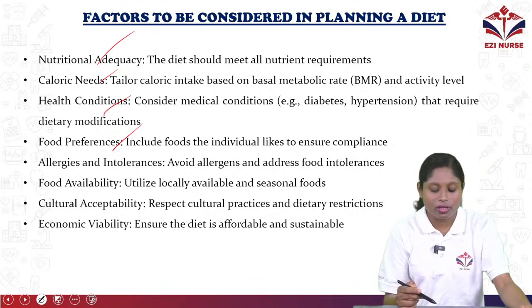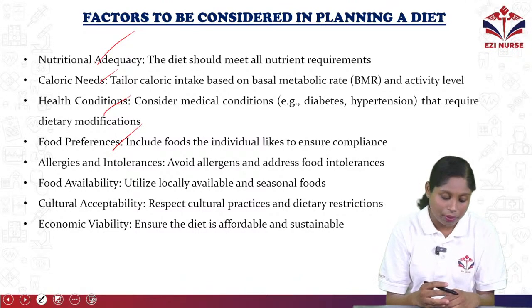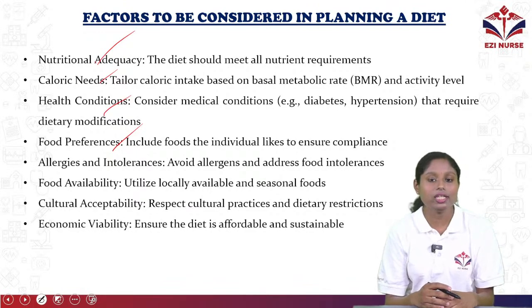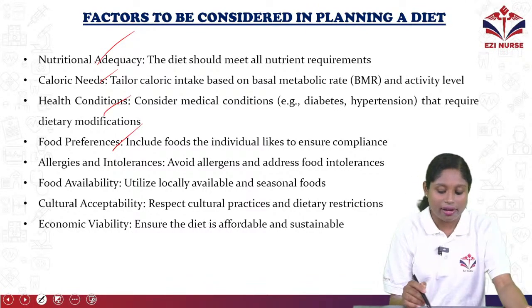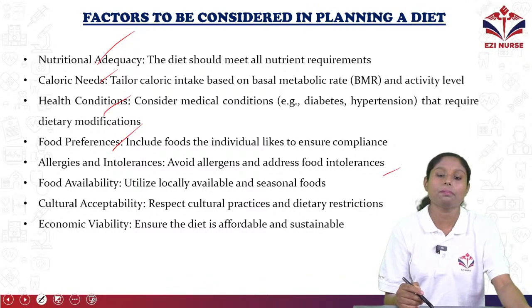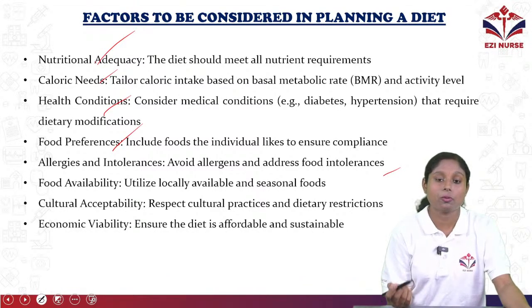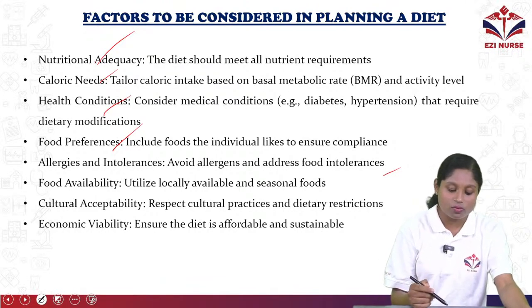Include food the individual likes to ensure compliance. Allergies and intolerance: avoid allergens and address food intolerance. Some people will have allergies to some kinds of food, like mushroom allergy, or milk and milk products. Most people will get allergy from egg and egg products. So all these things we need to consider.